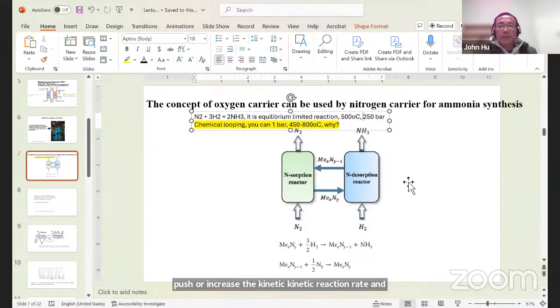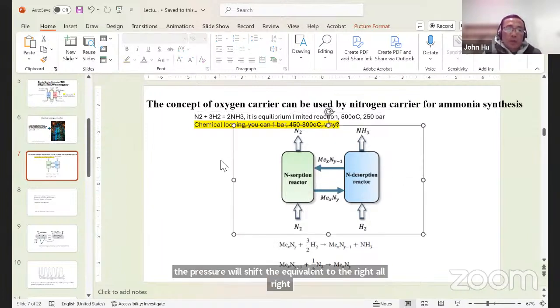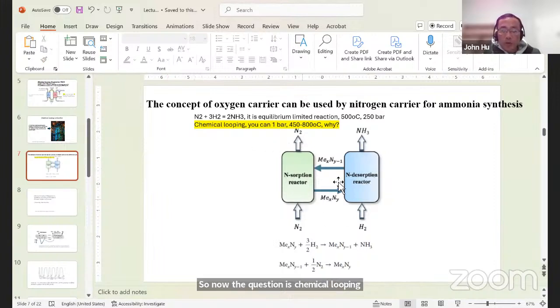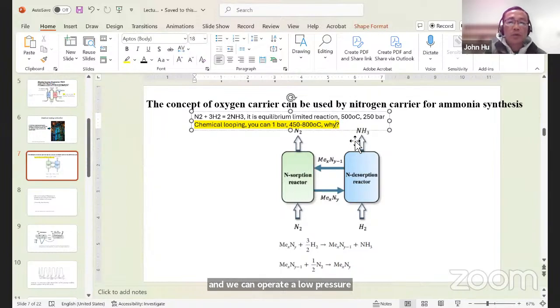All right. So now the question is chemical looping, which is shown here. I'm going to interpret it. Okay. So why chemical looping, by segregating nitrogen activation and hydrogen reaction? That means the nitrogen and hydrogen do not see each other, and then we can operate at low pressure. Do you think we can? Do you think chemical looping is subject to the equilibrium control?